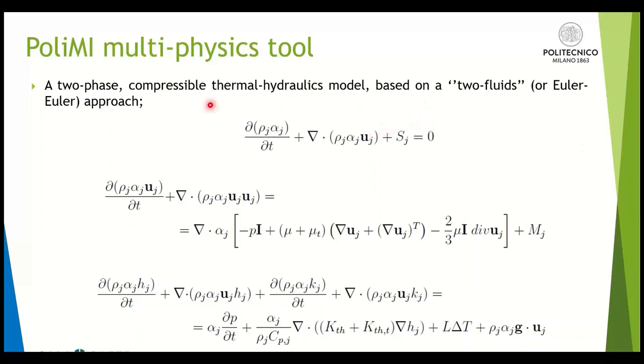So for each phase, we have an equation for the phase fraction, for the momentum, and for the energy. As a classic byproduct of having employed an averaging approach, as for example may happen with the RANS approach in CFD, if we perform an averaging process, then we have to deal with the need for some closure relationships. For example, this term M represents the momentum transfer between the different phases, and this term requires some closure relations.